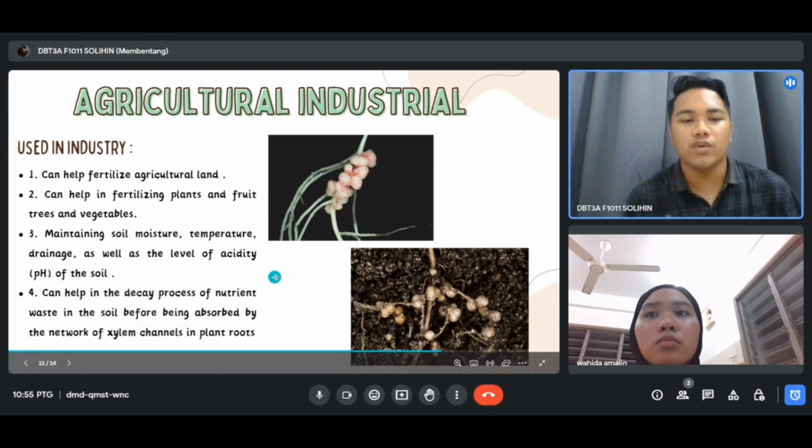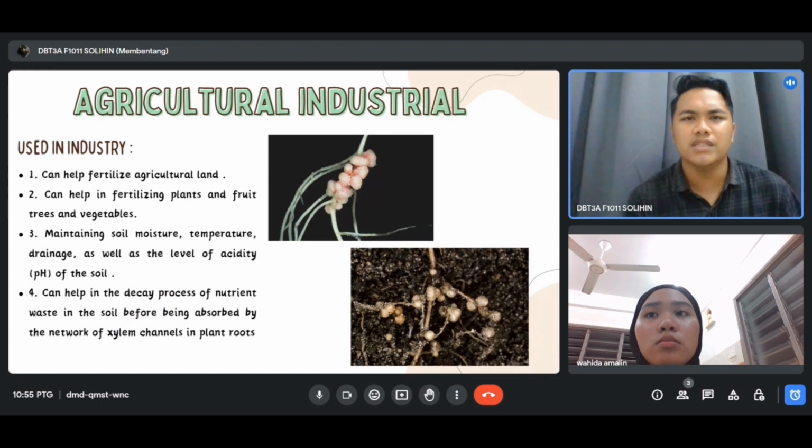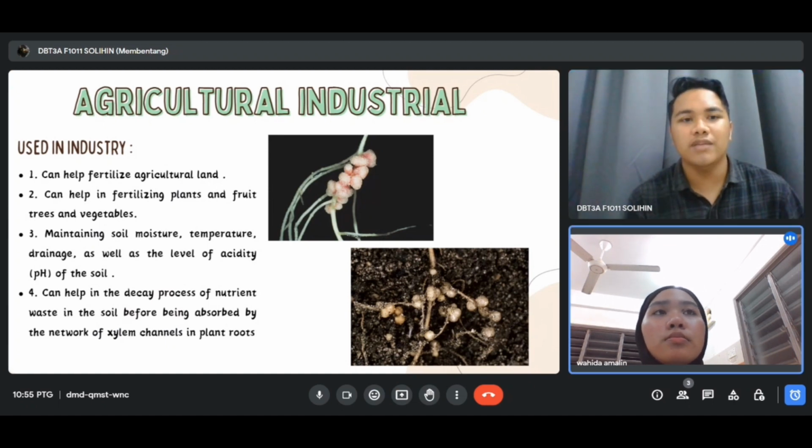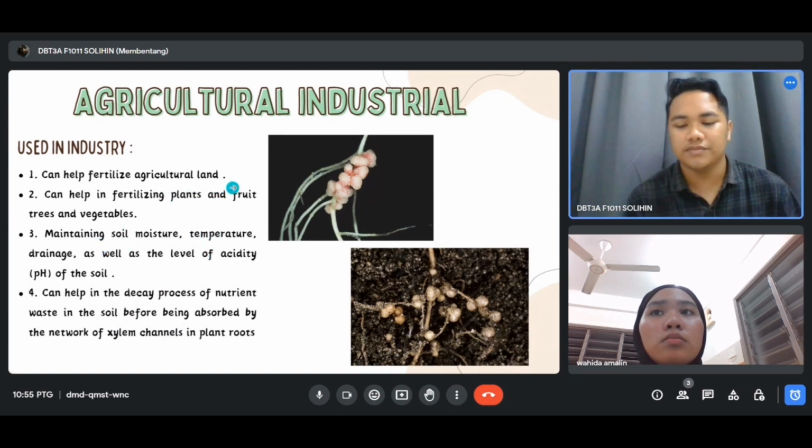Also, as we know, Rhizobium is important in agriculture, giving many benefits to the soil and also the land.